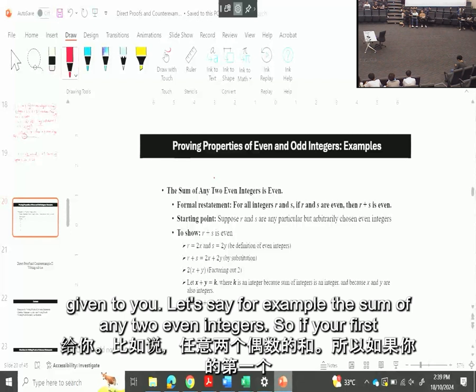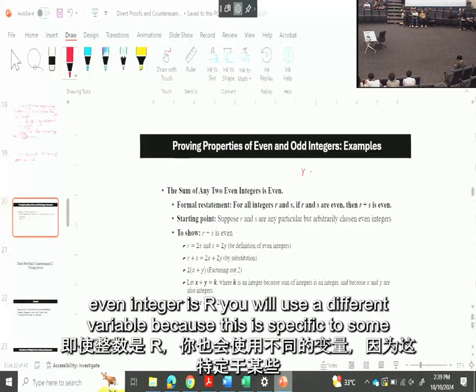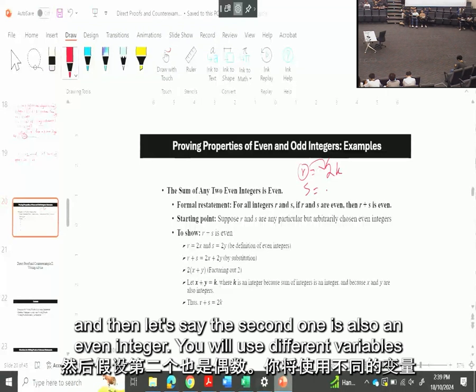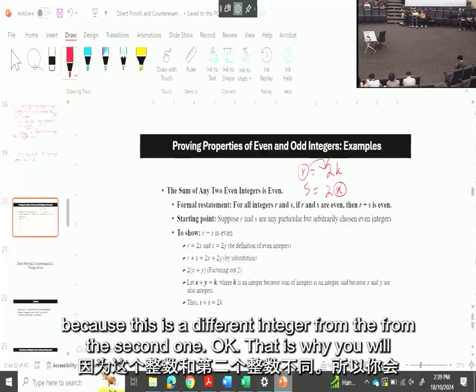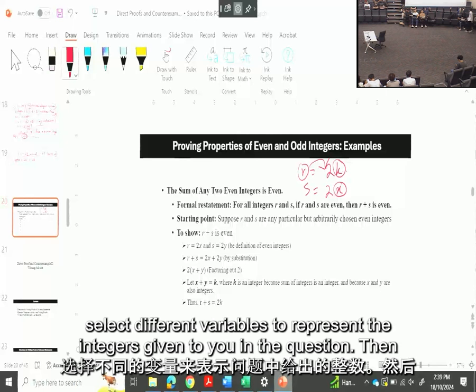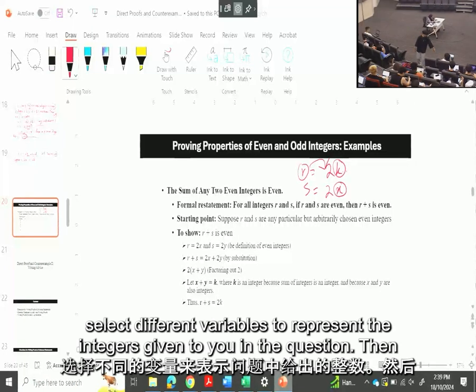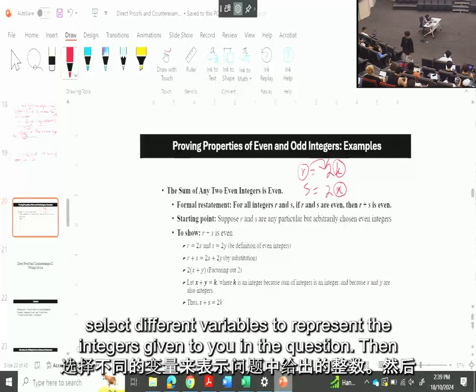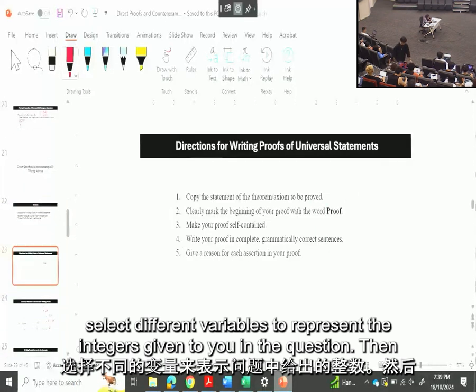Let's say, for example, the sum of any two even integers. If your first even integer is r, you will use a different variable for the second one, because this is a different integer. That is why you will select different variables to represent the integers given to you in the question.